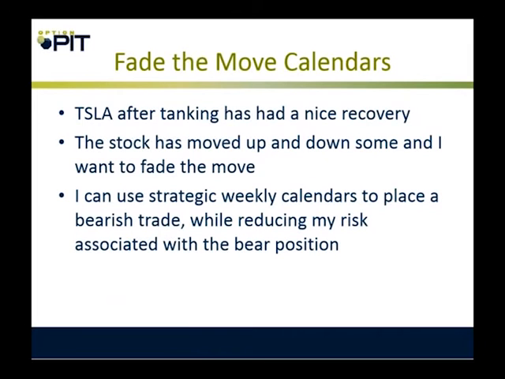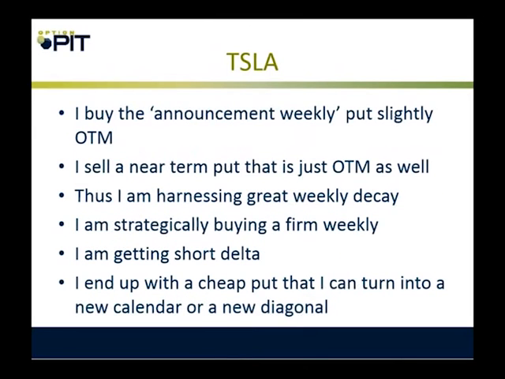I buy the announced weekly put slightly out of the money. I sell a near-term put that is also just out of the money. Thus, I'm harnessing that weekly decay, and then I am strategically buying the firmer one. And I end up getting short delta. And theoretically, I can end up with a cheap put that I can turn into a new calendar or a new diagonal. So here's a trade I might set up in Tesla.